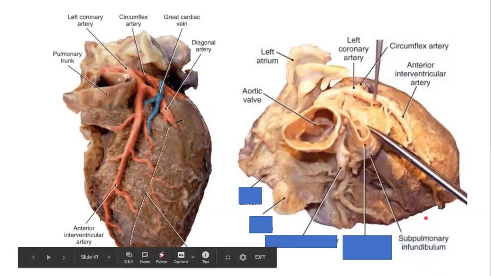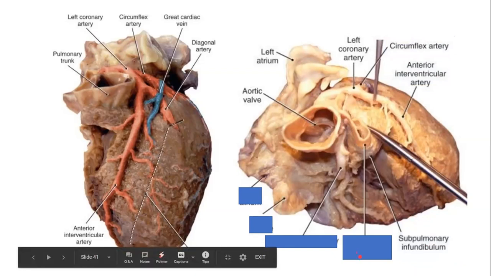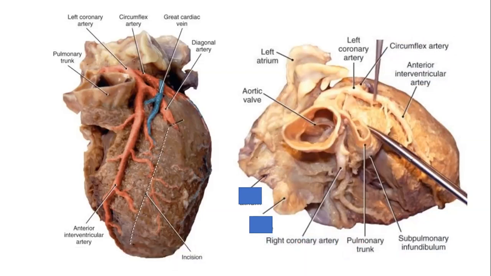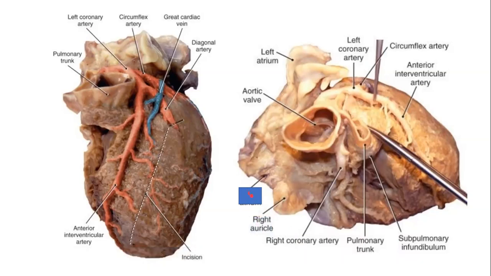Let's see. Subpulmonary, if he has that one. Oh, that'd be a bonus. Anybody remember this thing right here? Pulmonary trunk. Yeah. She got it. Next. Right coronary. Got it. Must be the right auricle or atrium. Okay. And then this thing. What is this? Right atrium. Okay. They're pretty close to each other, huh?